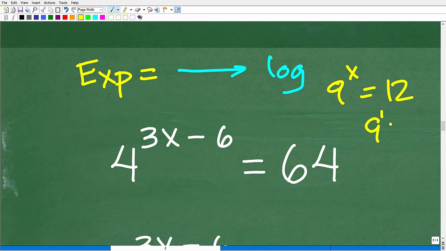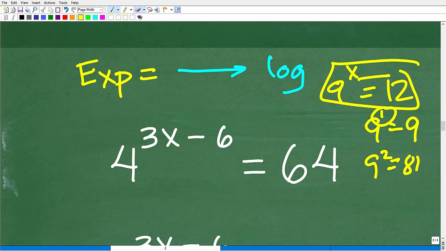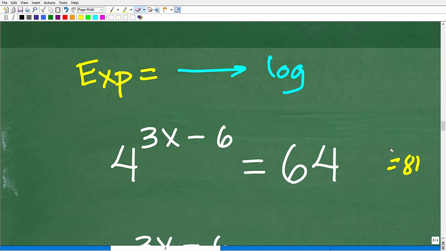Well, 9 to the first power is what? That's 9. 9 to the second power is 81. So our answer is going to be pretty close to 1, right? It's going to be a decimal. So to solve this type of equation, we can't use the two techniques that I already showed you here. You're going to have to use logarithms.